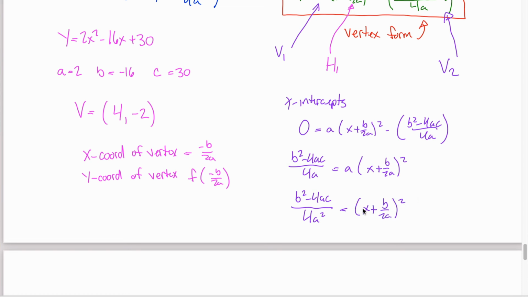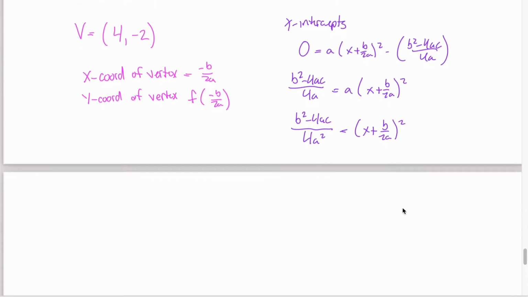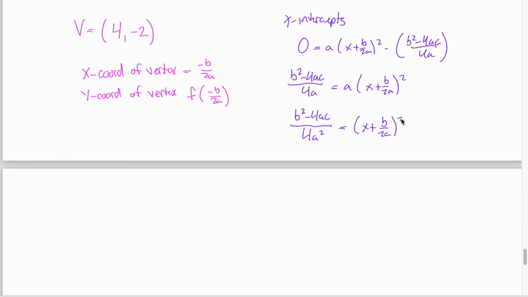If I want to get at this x, I better get rid of these parentheses. To get rid of these parentheses, I take the square root of both sides of the equation. You have to be careful when you take the square root of both sides of an equation. You got to put in the plus or minus. So I got plus or minus the square root of b squared minus 4ac divided by 4a squared, which is equal to x plus b over 2a.